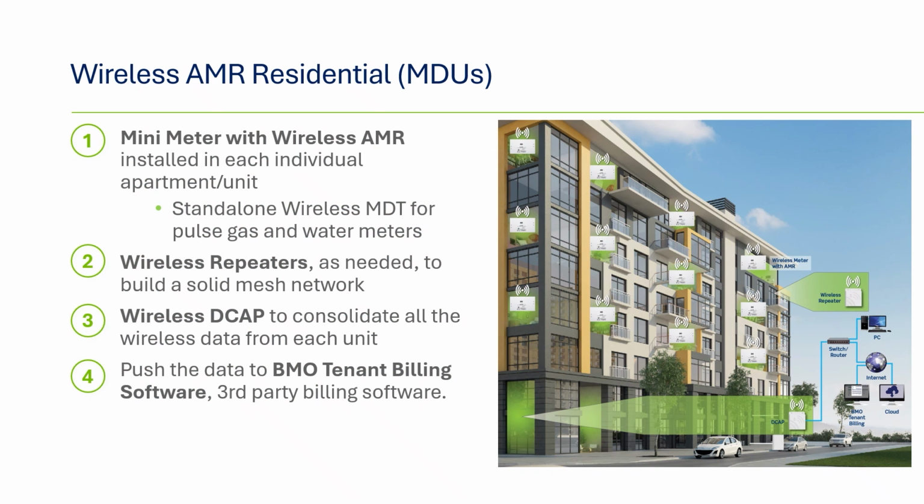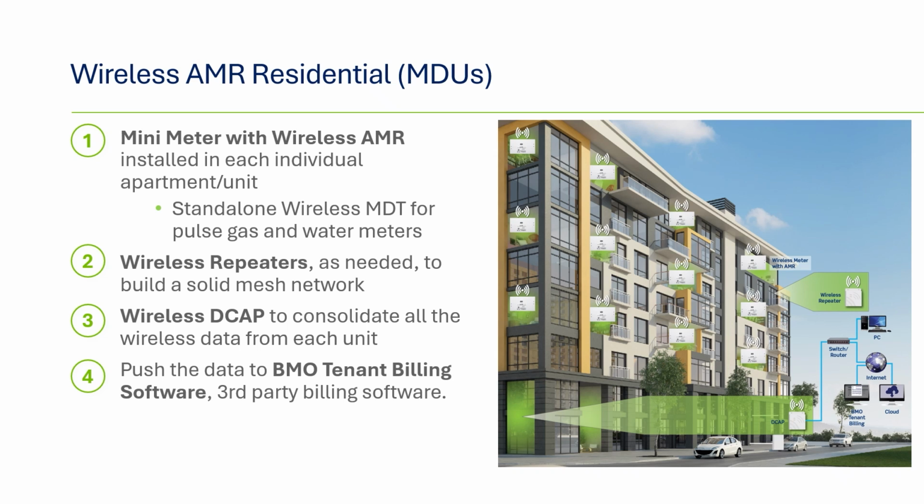There are facilities where it may not be possible to meter the electrical service at a main panel, so the meters need to be installed on the electrical panel in each suite. 1. In these applications, the mini meter with integrated wireless AMR is a better option. Leviton offers both a surface mount and flush mount version of the mini meter integrated with the wireless meter data transceiver or MDT. The same MDT could also be used to integrate gas and water meters into the same billing system. 2. Wireless repeaters are used to strengthen the mesh network.